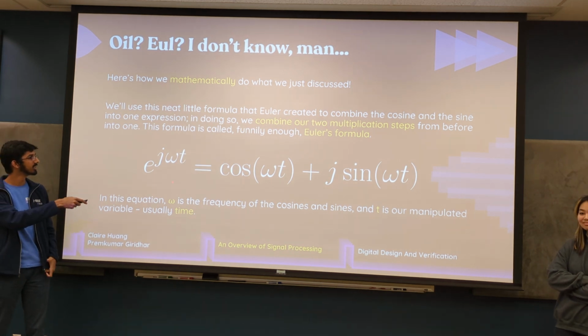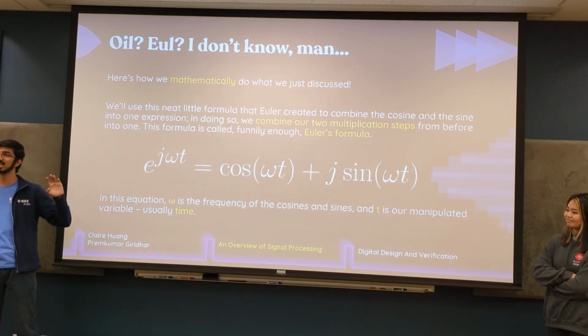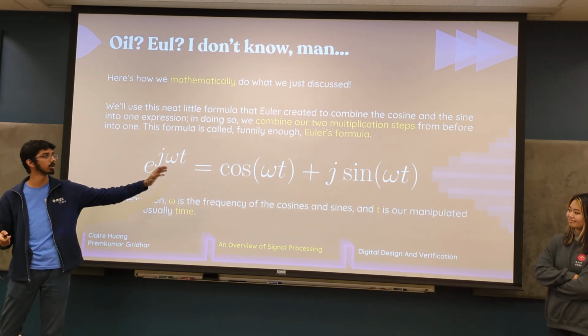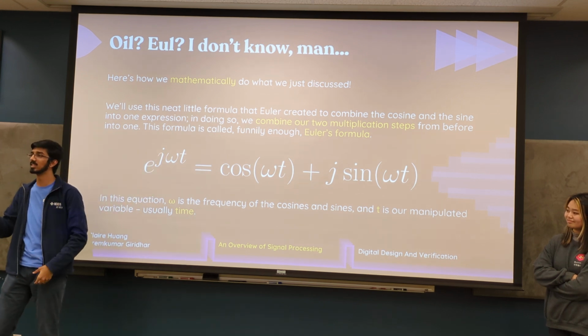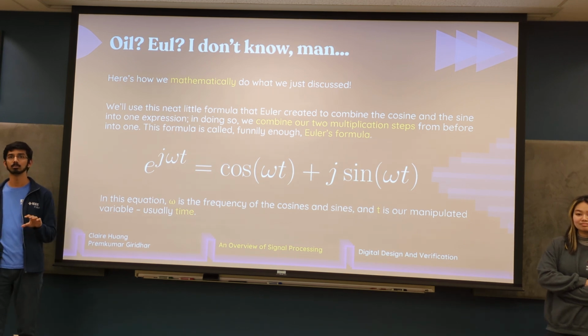When we multiply this by our original equation, it's basically saying that we're multiplying the original equation by a cosine and a sine and doing something with the results. Does that make sense to everyone?